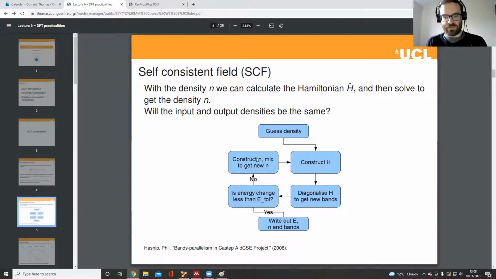But if not, you'll use some sort of density mixing to mix together these new and old density matrices. And just repeat this process until the density stops changing.